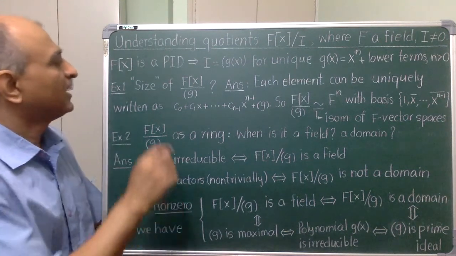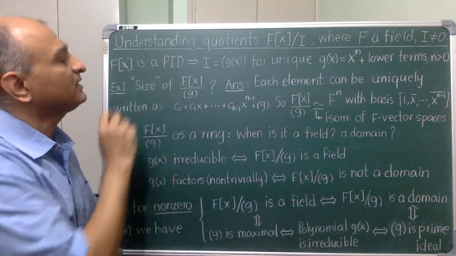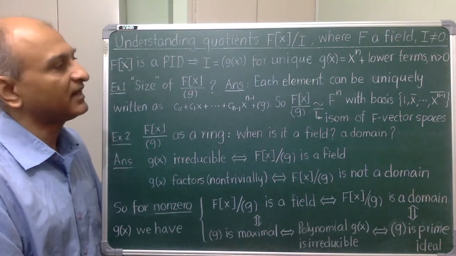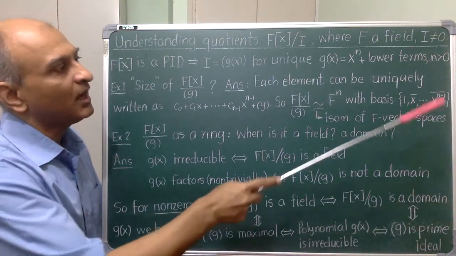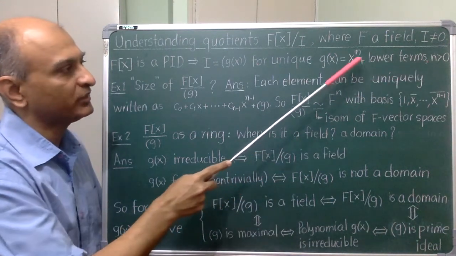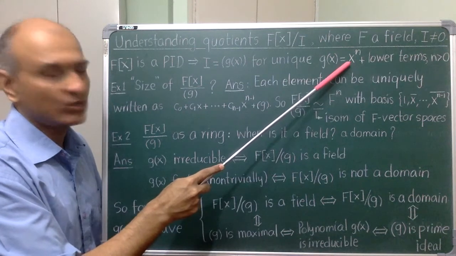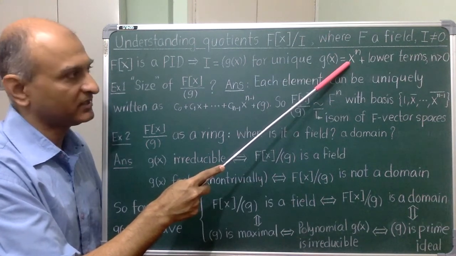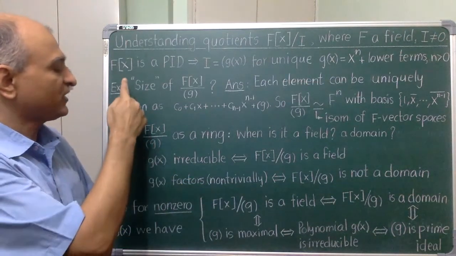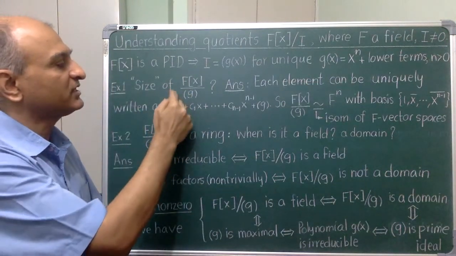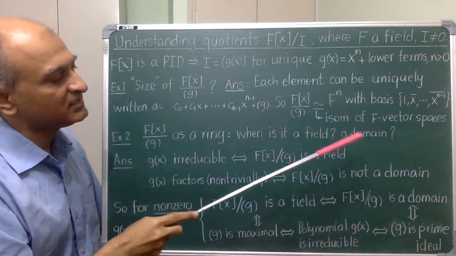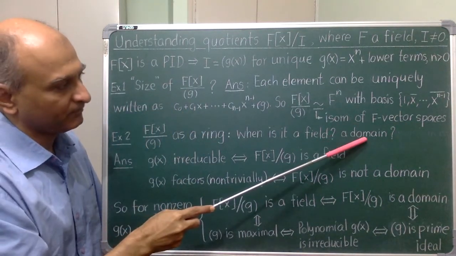Okay, now this polynomial ring is a principal ideal domain. So every non-trivial ideal is generated by a polynomial of positive degree. I can make this polynomial monic by dividing by the leading coefficient, and then the generator g becomes unique. Here are two basic questions about this quotient ring F[x] mod g. How big is it, and when is it a field or a domain?